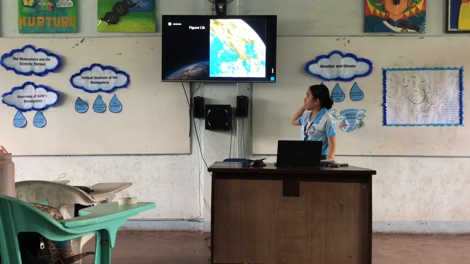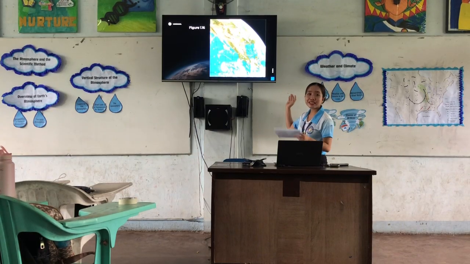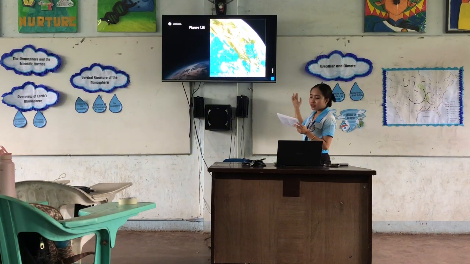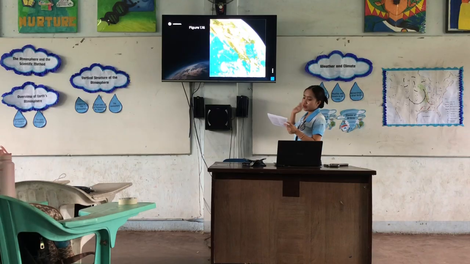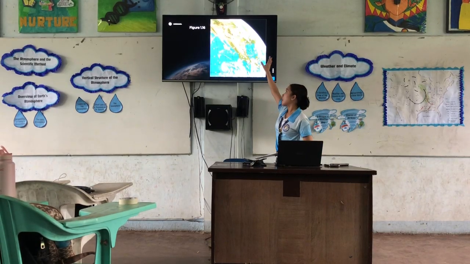Now we have figure 1.16. This figure is a satellite image taken in visible reflected light. This image shows a variety of cloud patterns and storms in Earth's atmosphere. So we will be further discussing the weather patterns that are happening here.